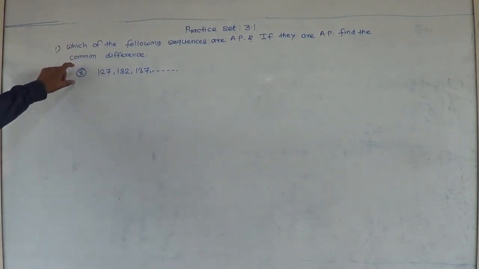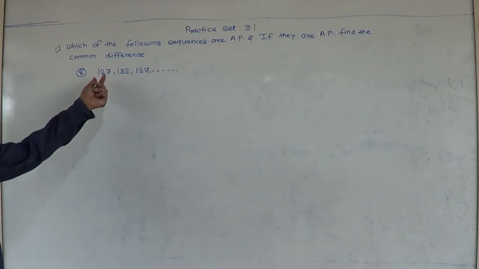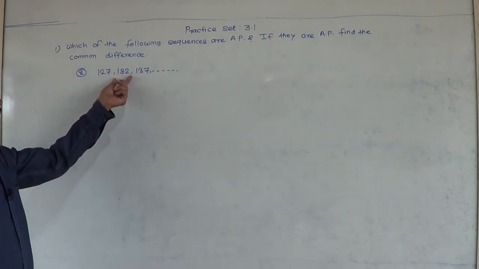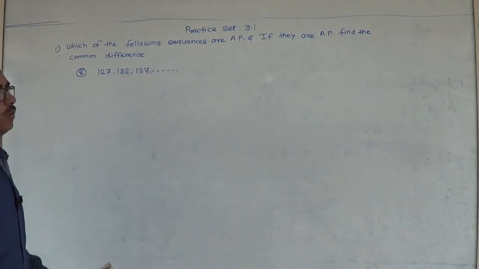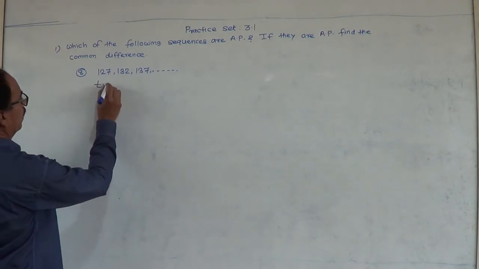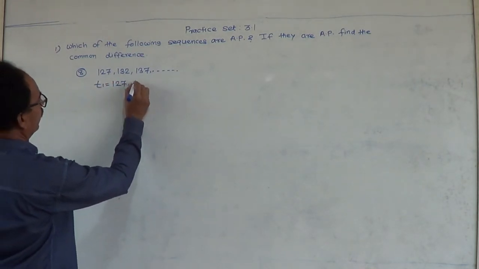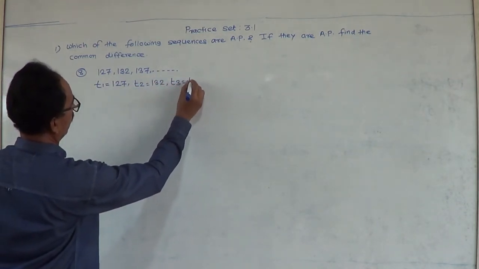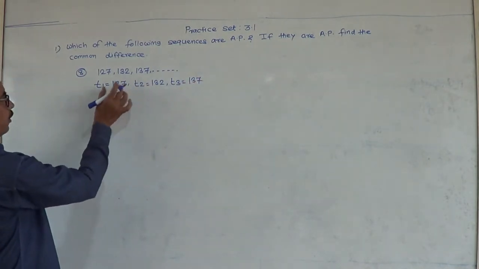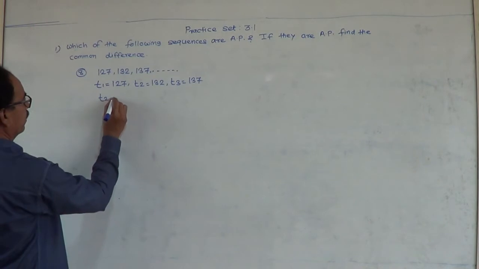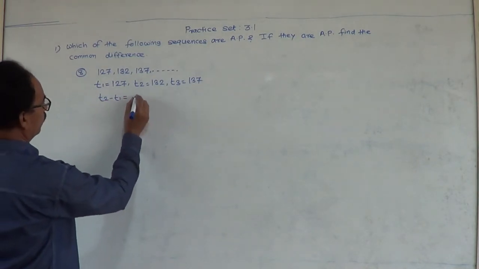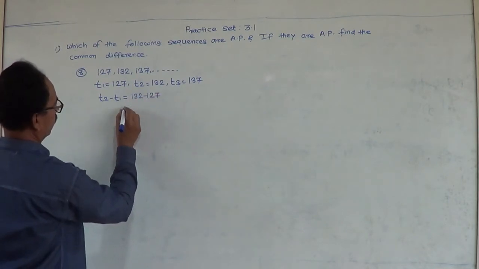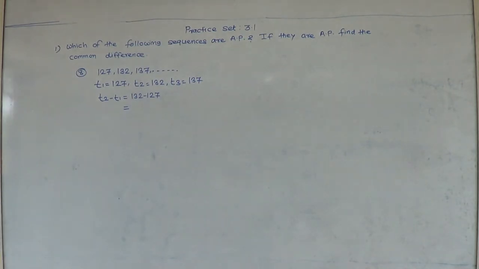Next example, that is number 8. Given sequence is minus 127, 127, 132 and 137. So here we will write T1 equal to 127, T2 is 132, T3 is 137. Now take the difference between T2 and T1. We will get T2 minus T1, which is equal to 132 minus 127. So the answer will be 5.